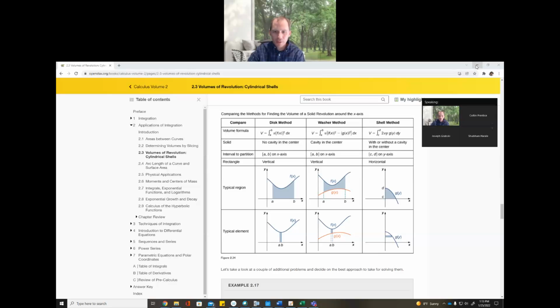Now, one of the things I want to be aware of: this is rotating around the x-axis. If you rotate around the y-axis, you have to account for that. So you'd be integrating dx in the shell method. But we are rotating around the x-axis, so everything lines up nicely.